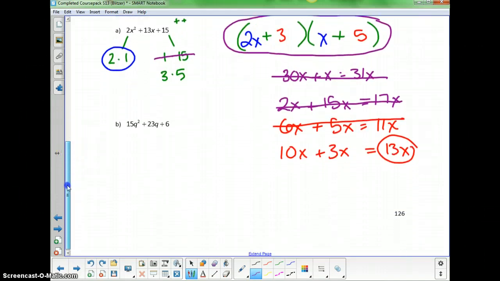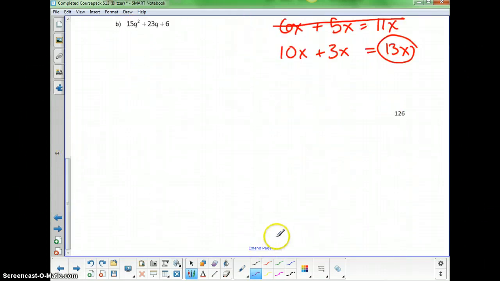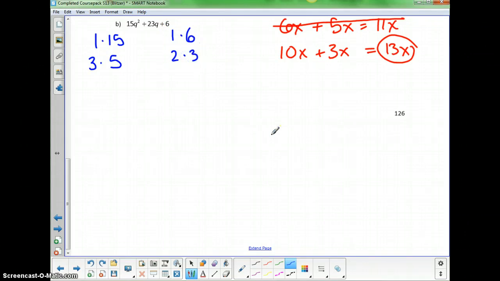Alright, and let's try it again one more time. In this next problem, I have 15 and 6. So for 15, I have the options of 1 and 15, or 3 and 5. And for 6, I have the options of 1 and 6, or 2 and 3. So that's 2 different options for the first one, and for each of those options, 2 more for the second one. But those could be in either order, so that's 4. So 4 options for each of these is a total of 8 different combinations.